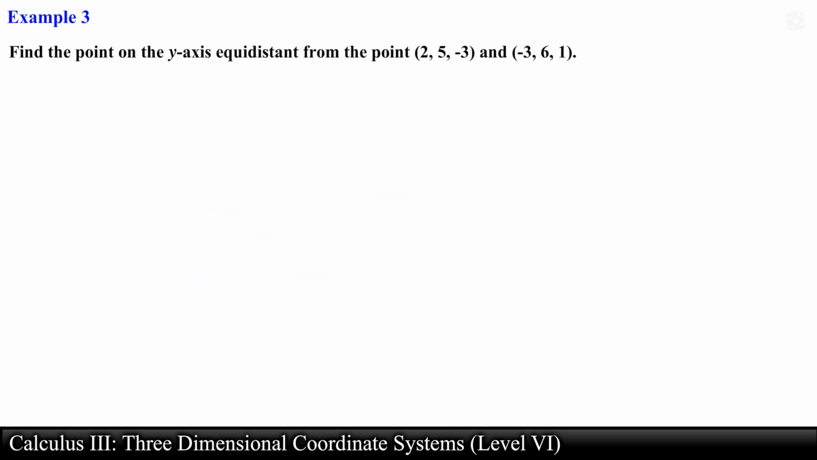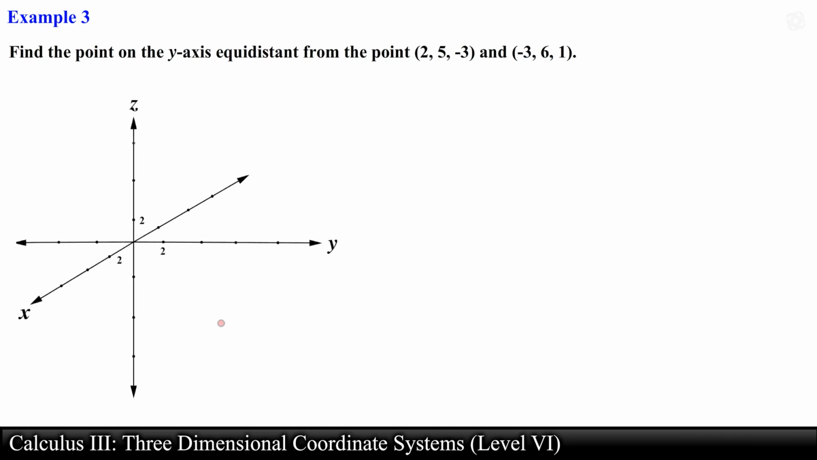Find the point on the y-axis equidistant from the points (2, 5, -3) and (-3, 6, 1). Alright, let's go ahead and plot the first point and label it as point A. Let's also plot the second point and label it as point B. This time around, the question is asking us to find the point that lies on the y-axis that is equidistant to these 2 points. Let's label this point as point P.